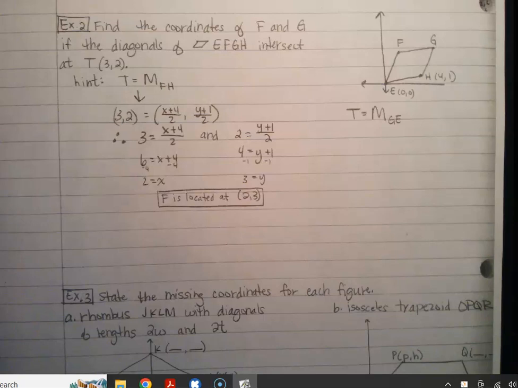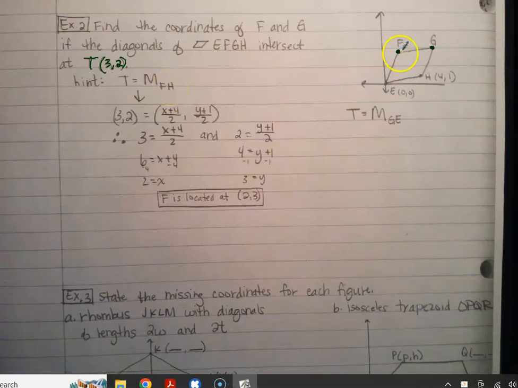All right, so I gave us a hint there. Because we want to find the coordinates of F and G, let me go ahead and mark those. So we want to know where is F and where is G, if the diagonals intersect at this point T (3, 2). The hint was that T equals the midpoint of FH.